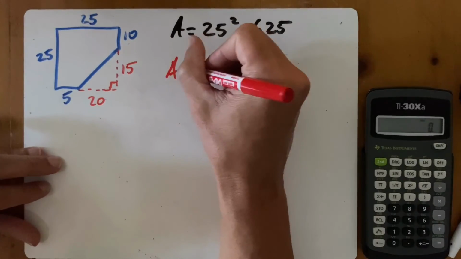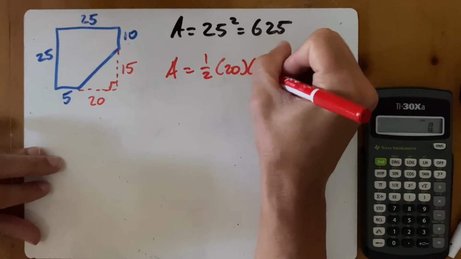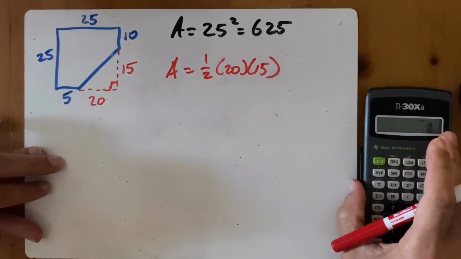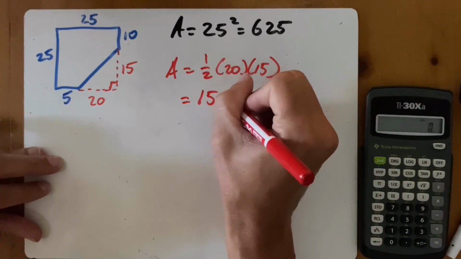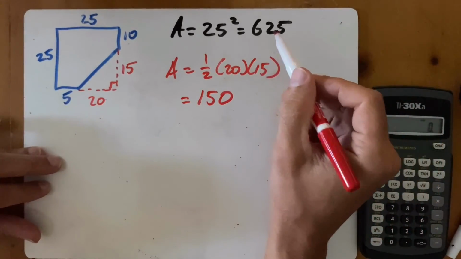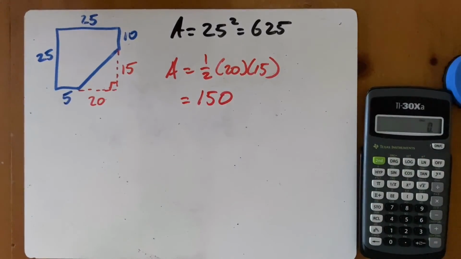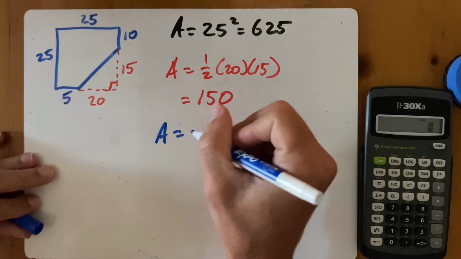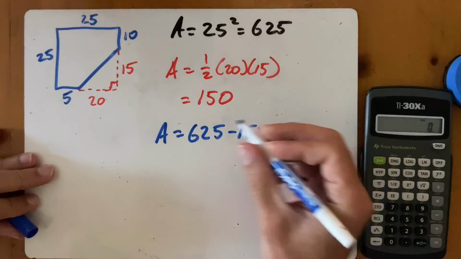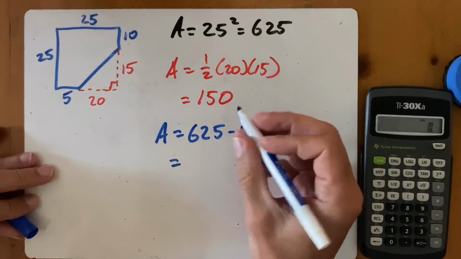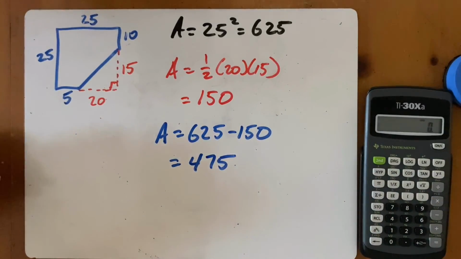So remember, area of a triangle is 1/2 base times height. So 1/2 times 20 times 15. All right, 1/2 times 20 is 10. 10 times 15 is 150. All right, so then we're going to subtract those two. To find the total area of our blue section, we're going to simply do 625 minus 150, and that should give us an area of 475. So that was our final answer.